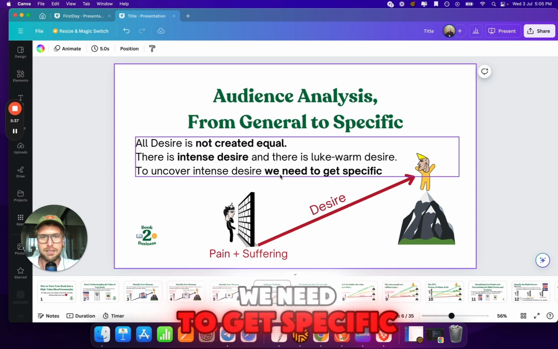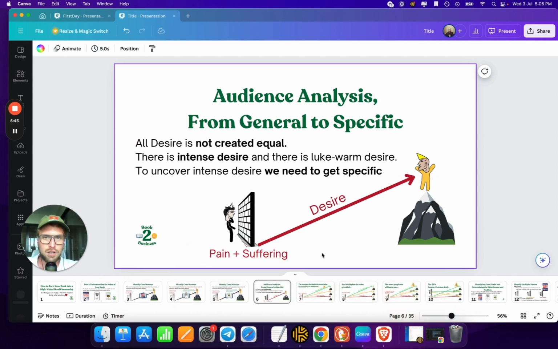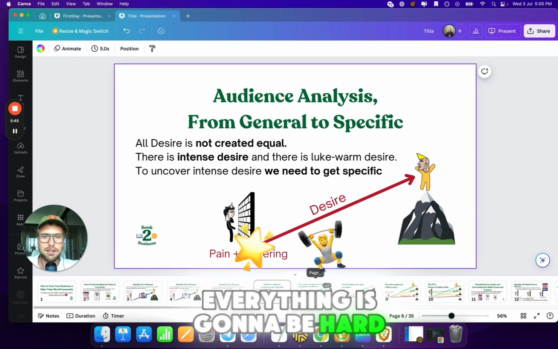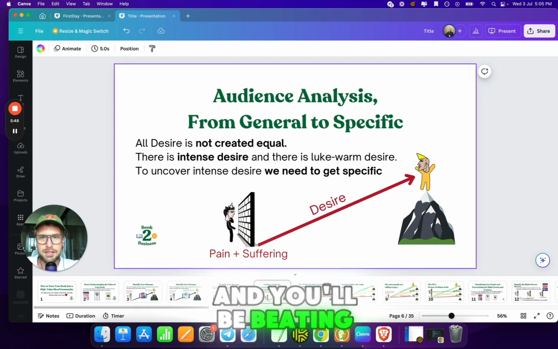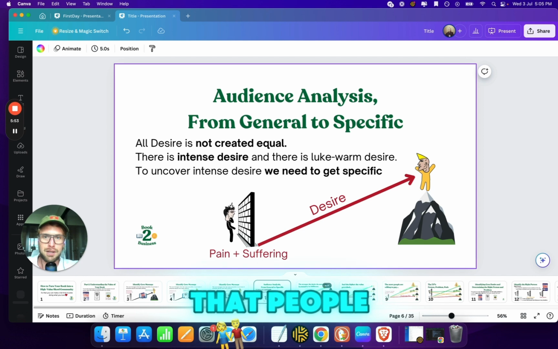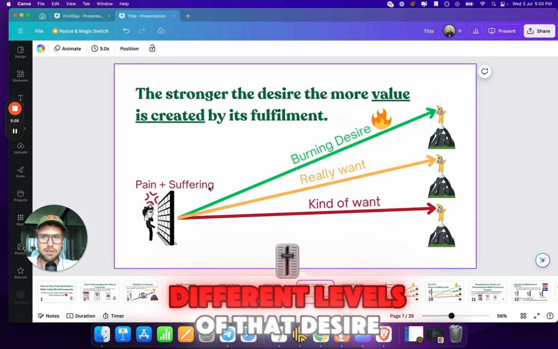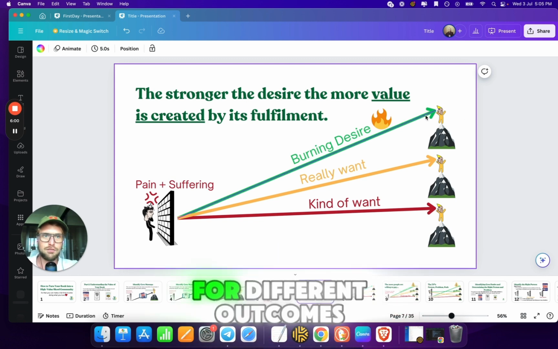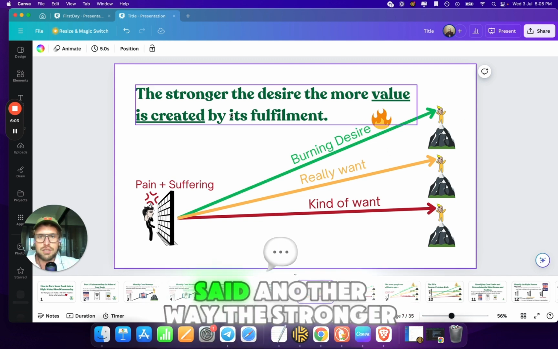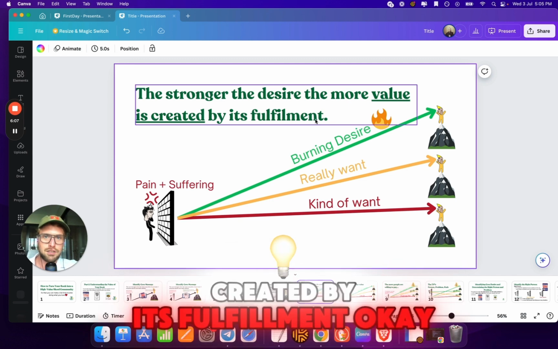And to do that, we need to get specific, because if we're trying to sell somebody something that they have a lukewarm desire for, everything's going to be hard, you're not going to make any money, and you'll be beating your head against the wall. So the key thing to understand is that people have desires and that there are different levels of that desire for different outcomes. Said another way, the stronger the desire, the more value is created by its fulfillment.